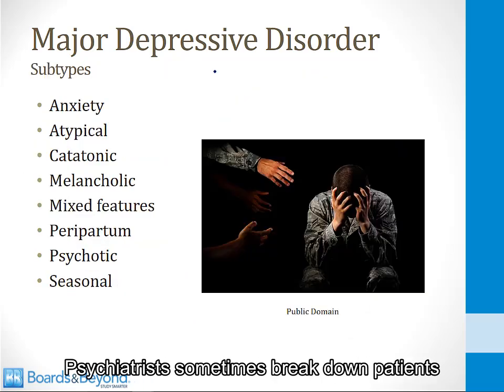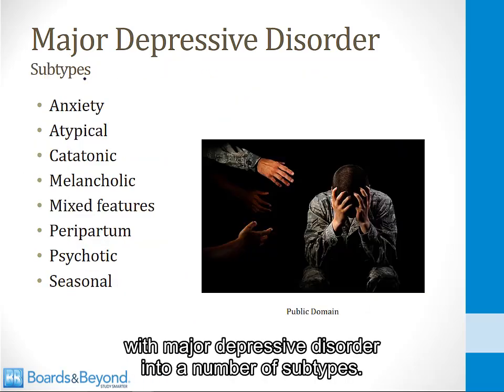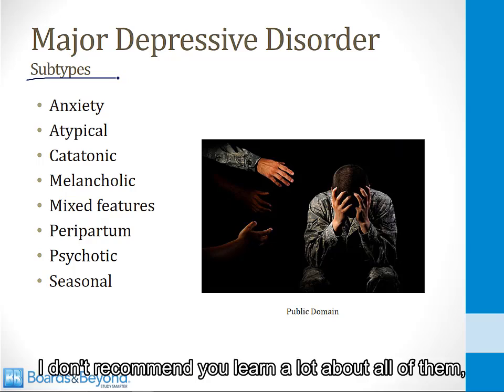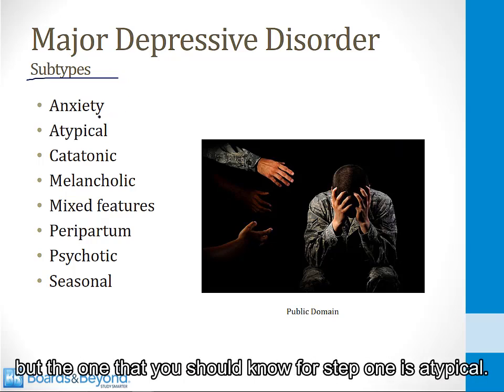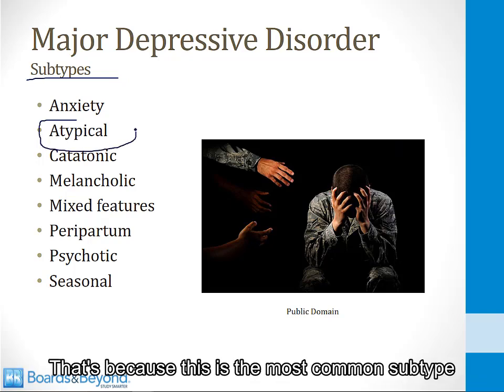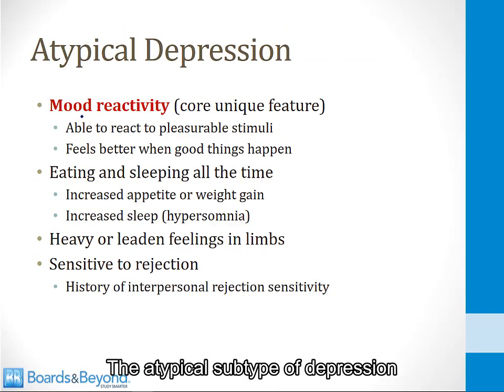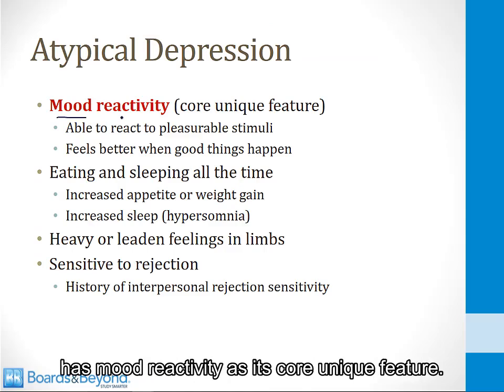Psychiatrists sometimes break down patients with major depressive disorder into a number of subtypes. I've listed the major subtypes on the screen here. I don't recommend you learn a lot about all of them, but the one that you should know for Step 1 is atypical. That's because this is the most common subtype in some studies, and it has a couple of unique features. The atypical subtype of depression has mood reactivity as its core unique feature.